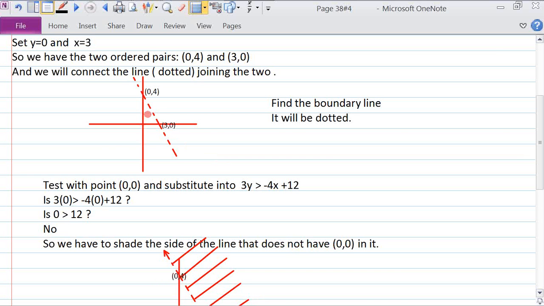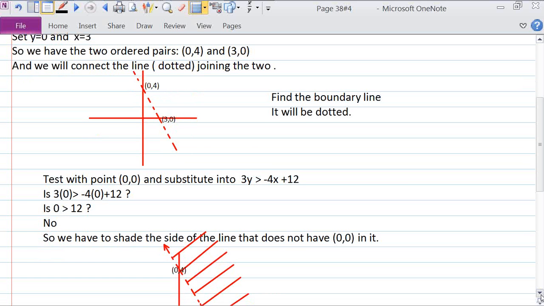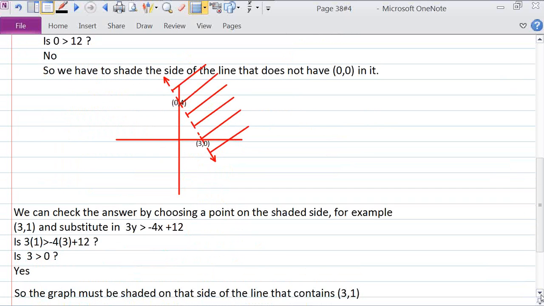In other words, we're not going to shade on this side of the line right here. We're going to shade on the other side of the line, on this side. That's why we have these lines drawn here. And that is now the graph of the inequality that we were asked to draw.